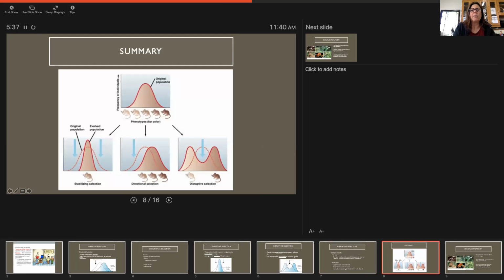So here's a summary using mice with different variations in fur color. Notice our original population goes from light to dark. Here we have stabilizing, where we're choosing for the in-between color. Directional, where we're moving towards the dark. We could also move towards the light. Disruptive is where you do well if you're dark and you do well if you're light, but if you're in the middle, you don't do so well. You get picked on by predators. You're not as successful. You're not as fit as the other two colors of mice.